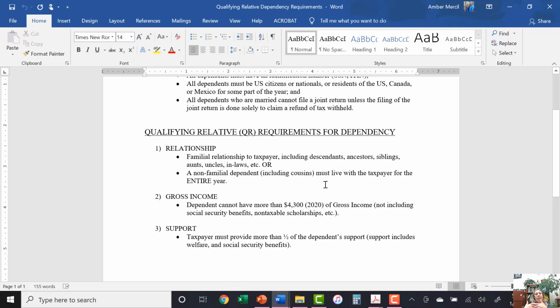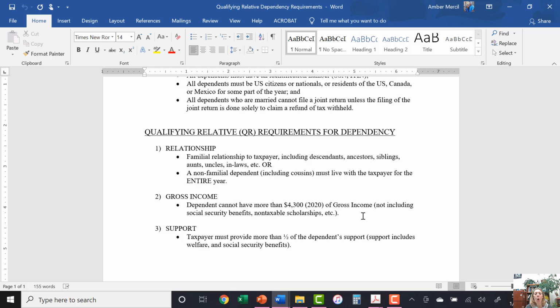So they either have to have a familial relationship in some way with you, or if they're non-familial, including cousins, they have to live with you the entire year of the tax year. Okay, so two ways you can satisfy the relationship test for qualifying relative. The gross income test says they can't have more than a certain amount of gross income.